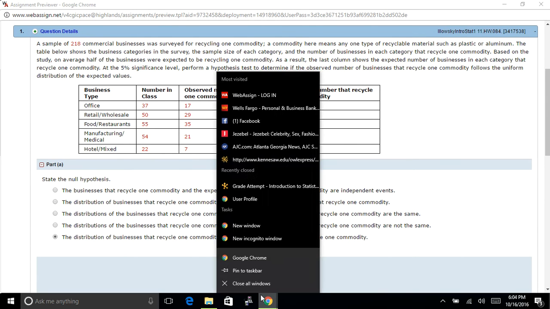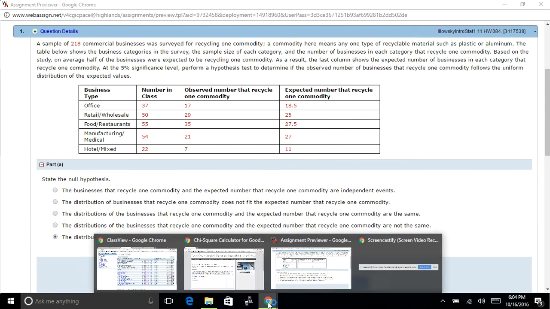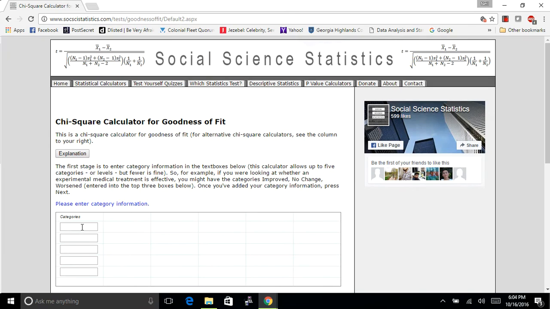So let me go back to my website. This website that I keep talking about, the link is found on the handout I made or in the PowerPoints. So let's go ahead. This is office. This is retail. I'm not going to type the whole thing out. I'm just going to type the first word, food.